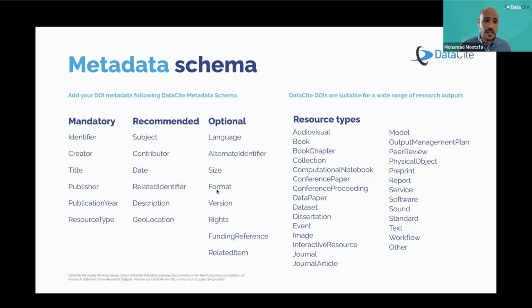On the left side, you can find some information about the metadata schema as well. Within our metadata schema, we have six mandatory fields. The first one is the identifier, the DOI that we are going to provide. Then we have the creator, the title, the publisher of the work itself, the publication year, and the resource type. Then we have another six recommended metadata fields, such as the subject, the date, and the related identifier, and some optional fields as well, such as the size, the format, the rights, and the related item.